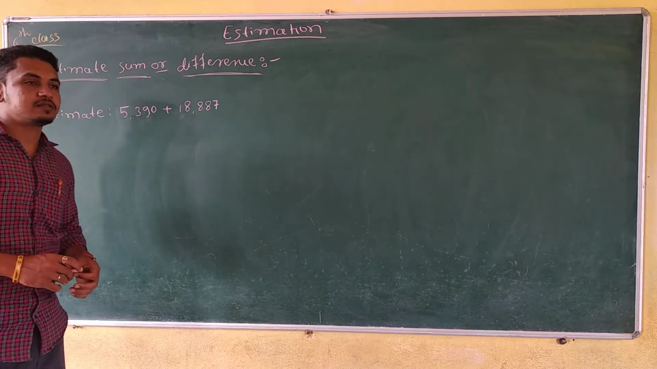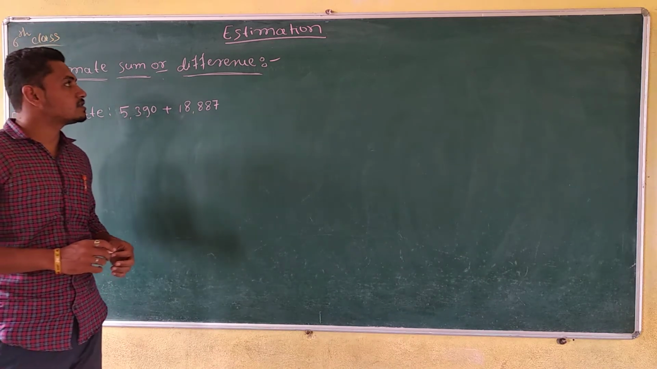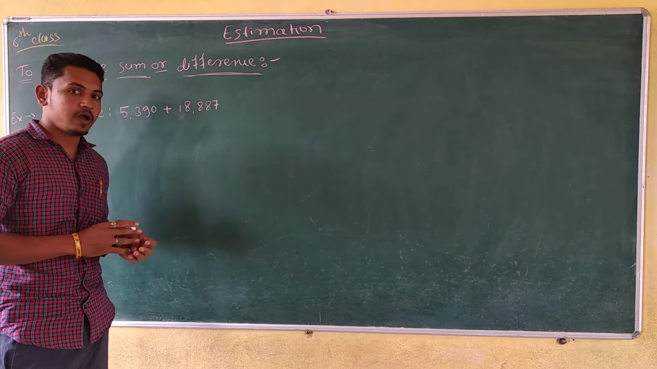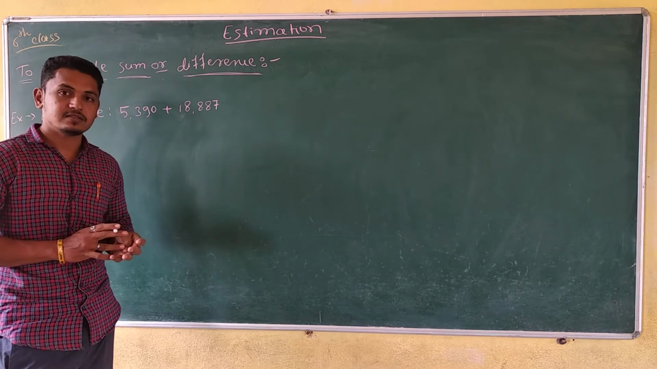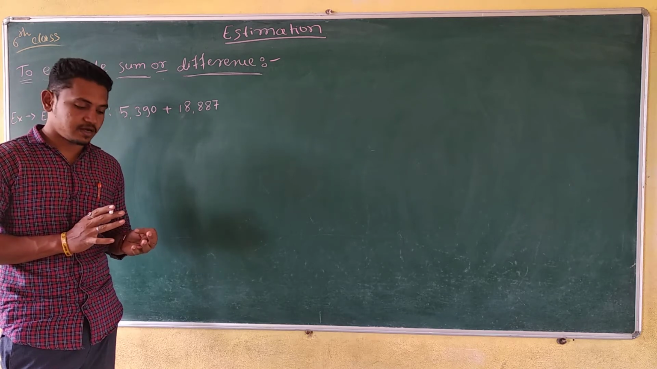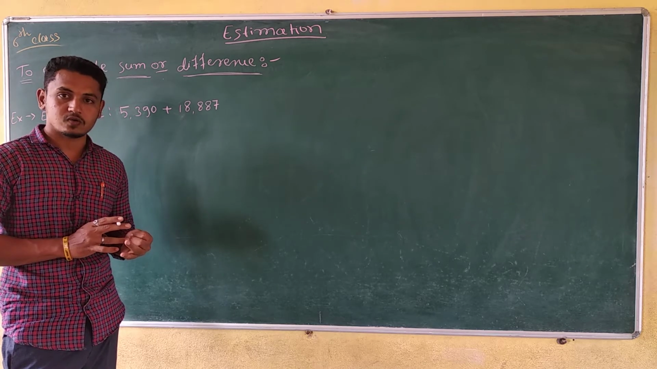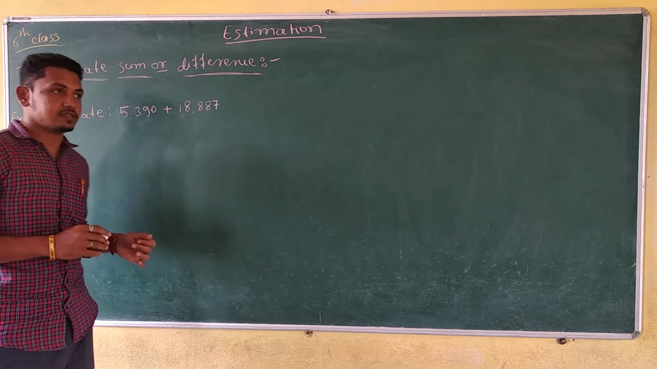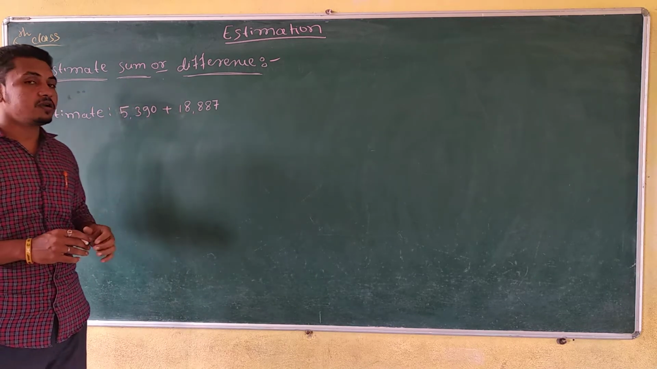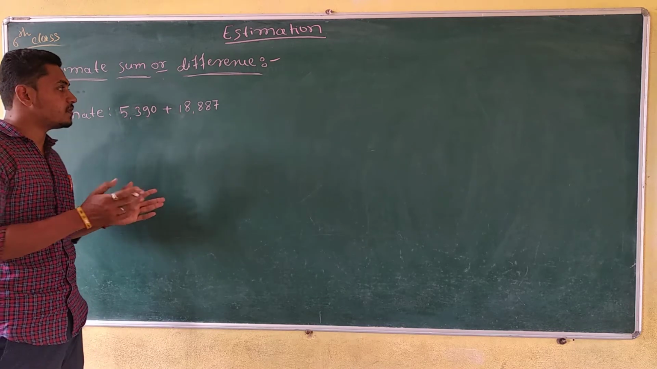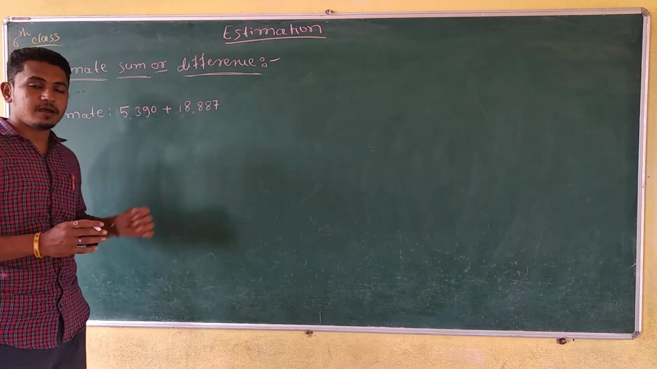Hello my dear students, in the last class we already discussed estimating, or finding the nearest round-up for the nearest tens, nearest hundreds and nearest thousands. Is it right? So all places. But in this class we have to estimate the sum or difference between numbers.